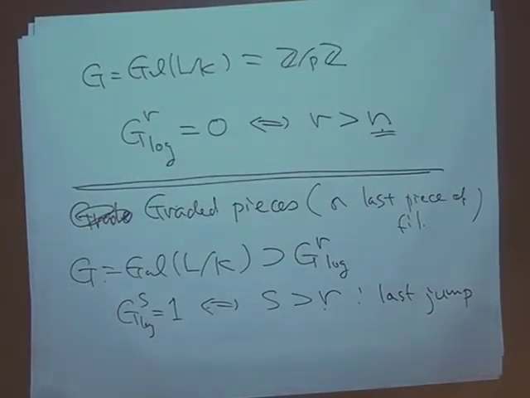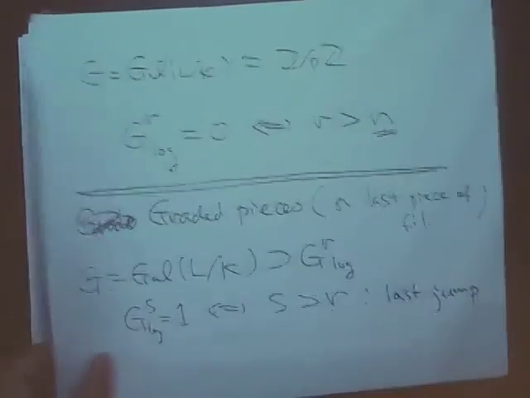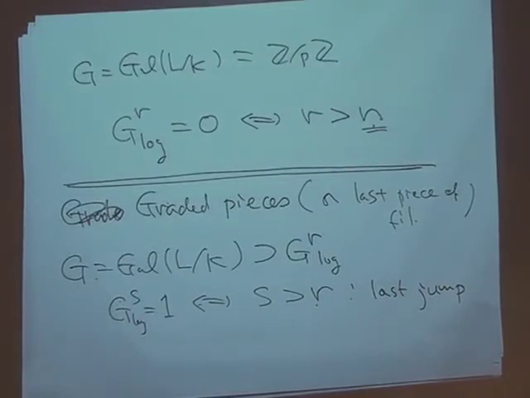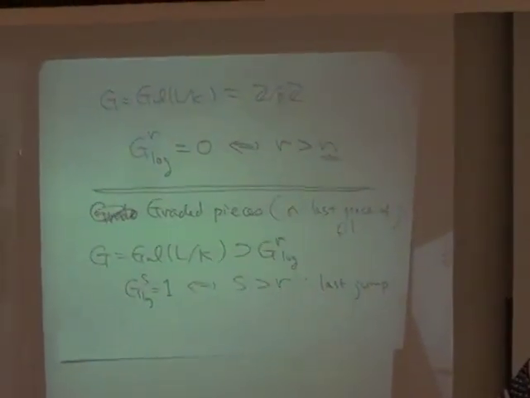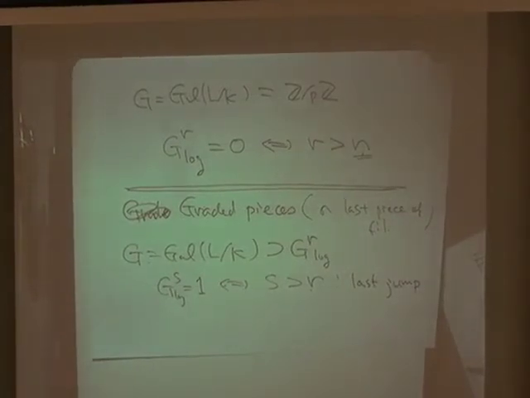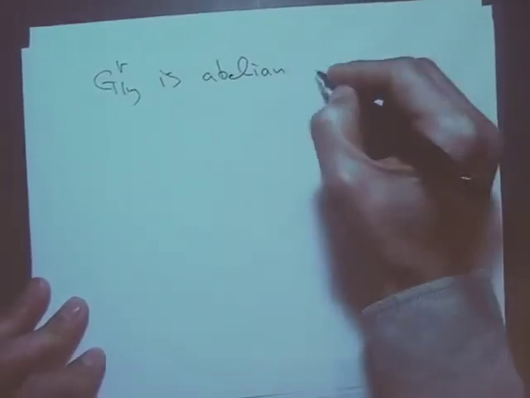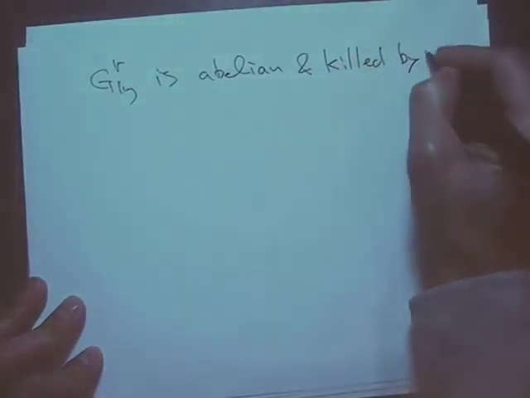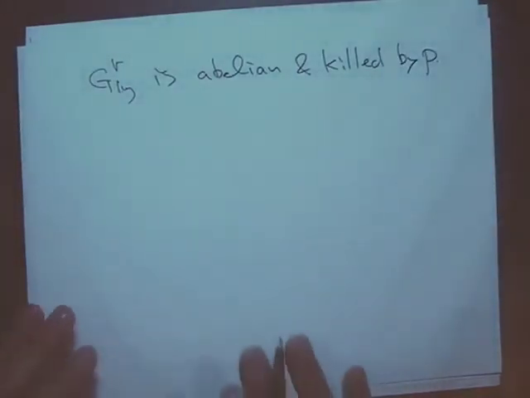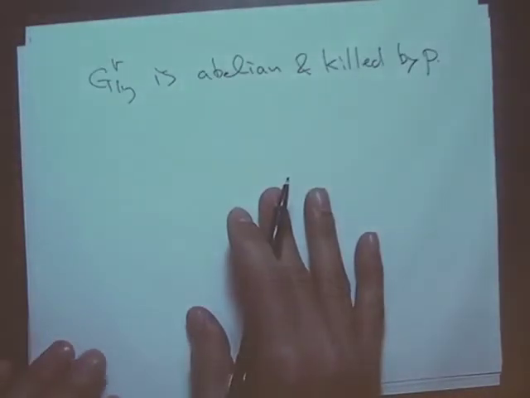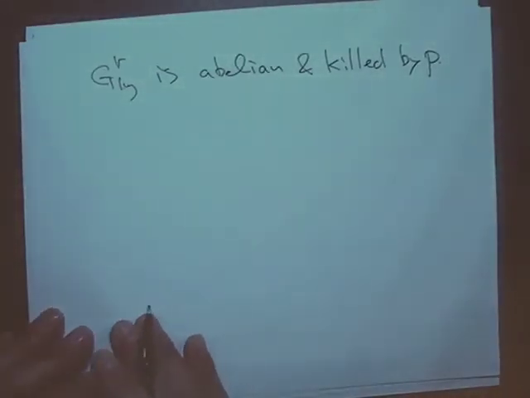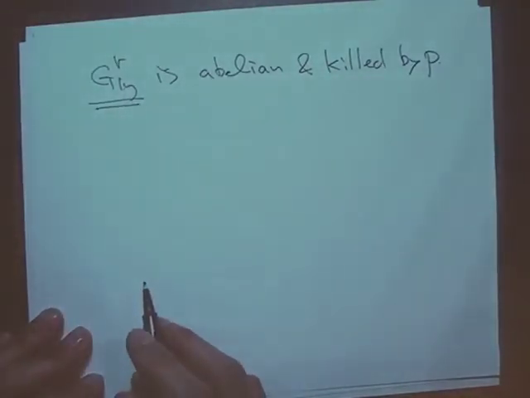By this assumption, n can be anything. I don't put any assumption on the residue field, so n can be divisible by p. And for this last jump, we know that this graded piece is abelian and killed by p. I won't go into the proof of this, but I will say something on the structure of the character group of this elementary p group tomorrow.